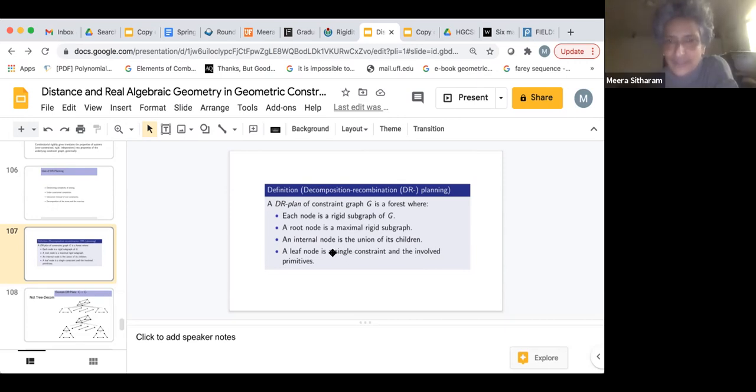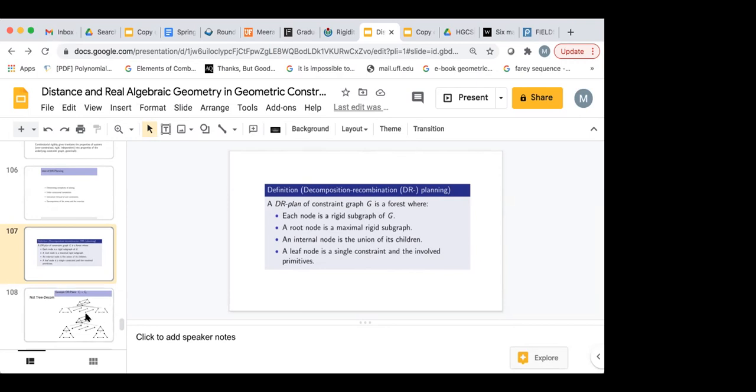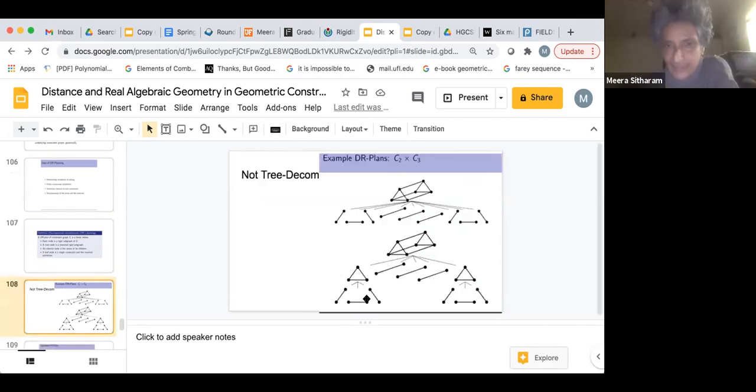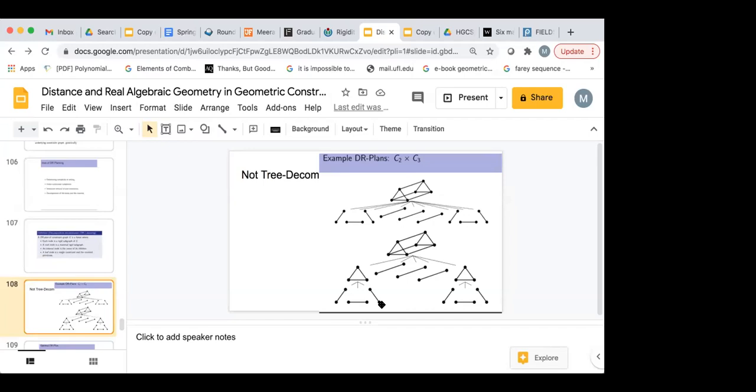I'm sorry. This is just because we're talking in general about hypergraphs, so this constraint could involve more than two vertices. That's why it says involved primitives, but in our case it's an edge and the corresponding two vertices. That's it. So in all the pictures, that's what we've got. It's an edge with two vertices.